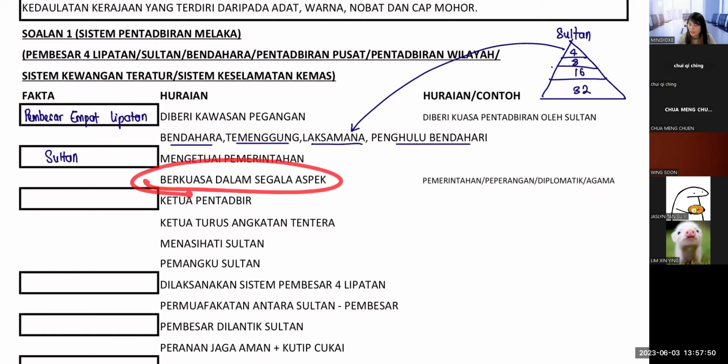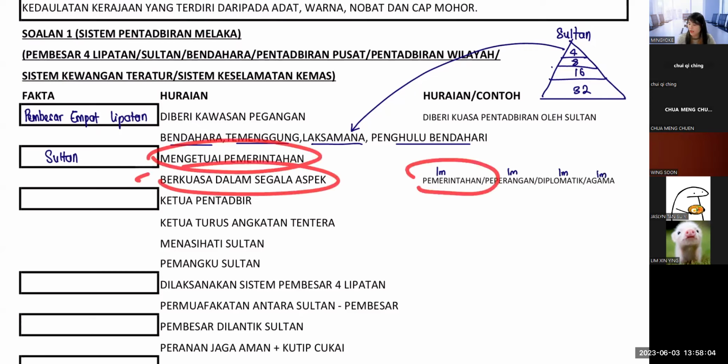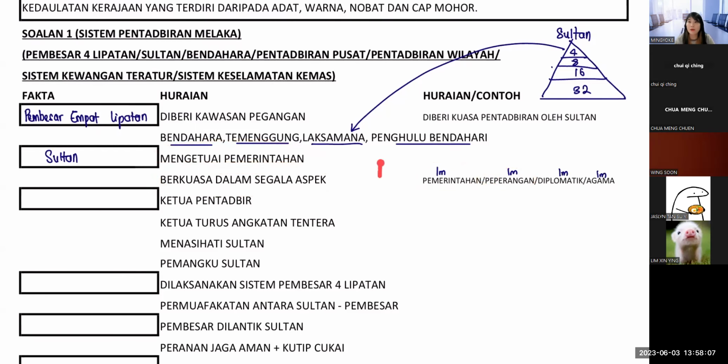He is berkuasa dalam segala aspek. Contohnya dalam pemerintahan. You know what? Pemerintahan already 1 mark. Peperangan another 1 mark. Diplomatic another 1 mark. Agama another 1 mark. So basically you have 1 mark, 2 mark, and then 3, and then 4. Enough. I say already maximum structure is 4 marks. Oh yeah, Bendahara also 1 mark, 2 mark, 3 mark, 4 mark. It's different. Different meaning means different answer lah.